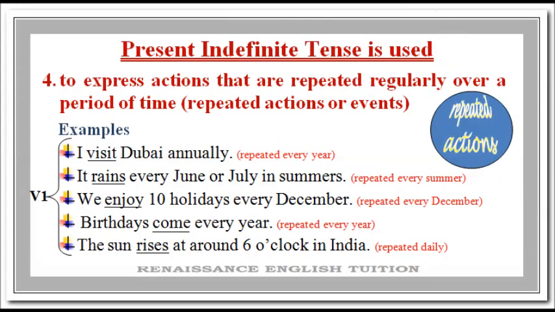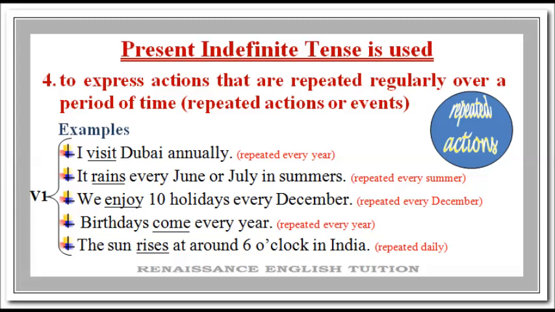Point number 4 says that present indefinite tense is also used for actions that are repeated regularly over a period of time, that is, for repeated actions or events. Examples of such types of actions are: Number 1. I visit Dubai annually. This event is repeated regularly every year as the narrator goes to Dubai every year.